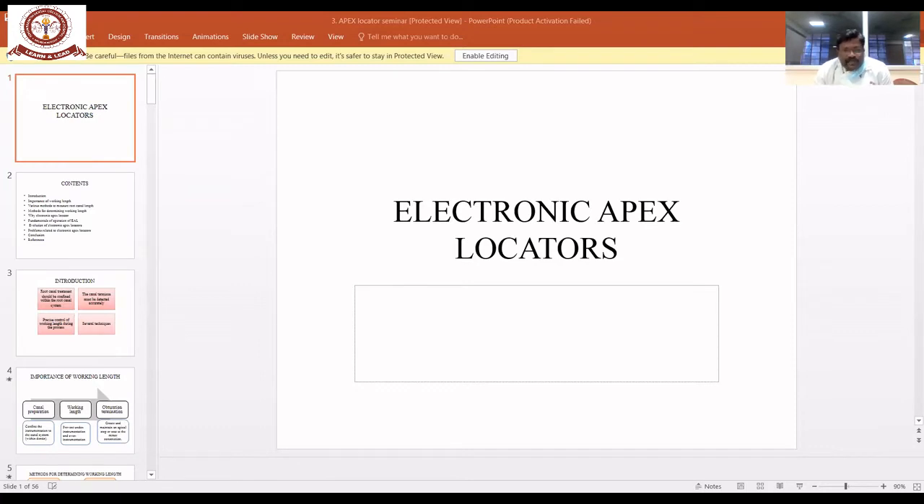So to achieve this goal, the root canal treatment should be confined only within the root canal system, and the canal terminus must be detected accurately. So this includes the precise control of working length during the process. There are several techniques available for working length determination. Today, we're going to discuss electronic apex locators.